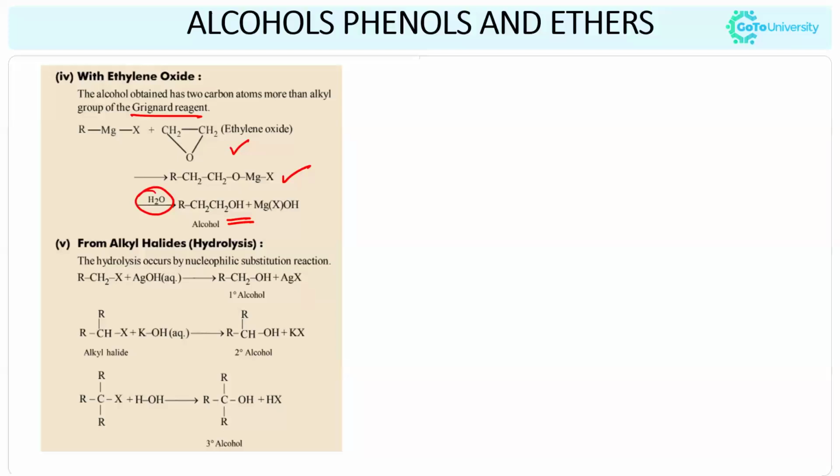Okay. So from alkyl halides also we have methods. In an alkyl halide we know the halogen atom is connected to the alkyl group, right? So the alkyl halide can react with silver hydroxide and produce the primary alcohol. The side product is silver halide only. See, in all these reactions, we have to memorize what the reagent is, what the reaction condition is, and what are the different kinds of products.